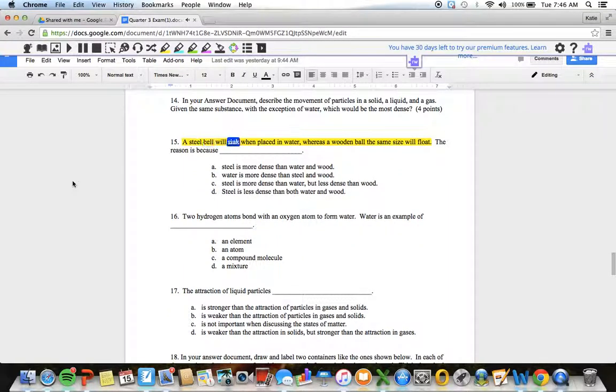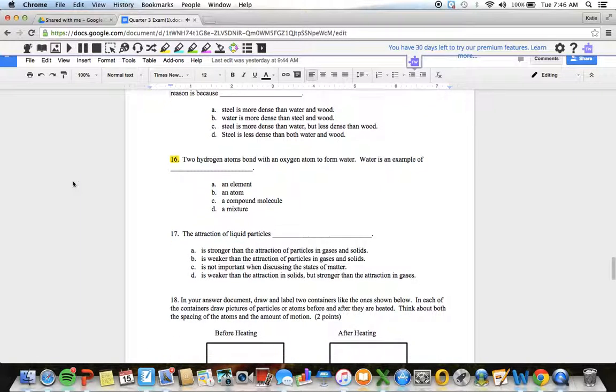15. A steel ball will sink when placed in water, whereas a wooden ball the same size will float. The reason is because A. Steel is more dense than water and wood. B. Water is more dense than steel and wood. C. Steel is more dense than water, but less dense than wood. D. Steel is less dense than both water and wood.